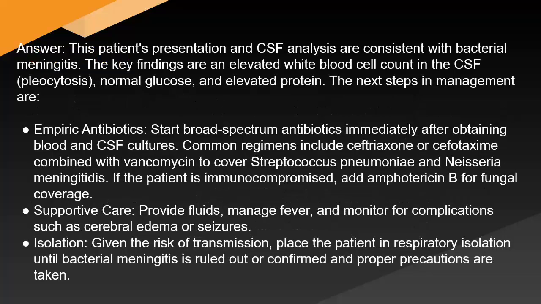Answer: this patient's presentation and CSF analysis are consistent with bacterial meningitis. The key findings are an elevated white blood cell count in the CSF, pleocytosis, normal glucose, and elevated protein. The next steps in management are empiric antibiotics. Start broad-spectrum antibiotics immediately after obtaining blood and CSF cultures. Common regimens include ceftriaxone or cefotaxime combined with vancomycin to cover Streptococcus pneumoniae and Neisseria meningitidis. If the patient is immunocompromised, add amphotericin B for fungal coverage.